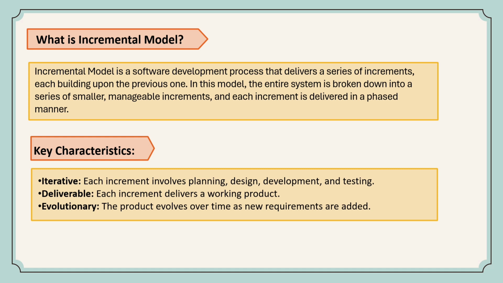Second is deliverable. A key feature of the incremental model is that each increment delivers a working product. This means that the customers can benefit from a partially functional product early in the development process rather than having to wait for the entire project to be completed. Next is evolutionary. The incremental model is evolutionary, meaning that the product evolves over time as new requirements are added. This allows for flexibility and adaptability to changing needs, as new features can be incorporated into subsequent increments.